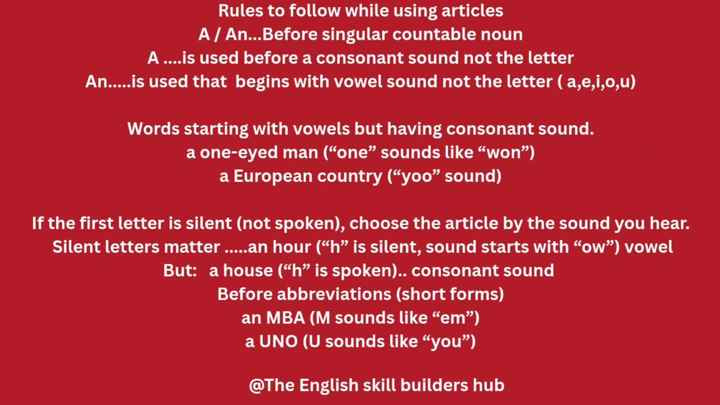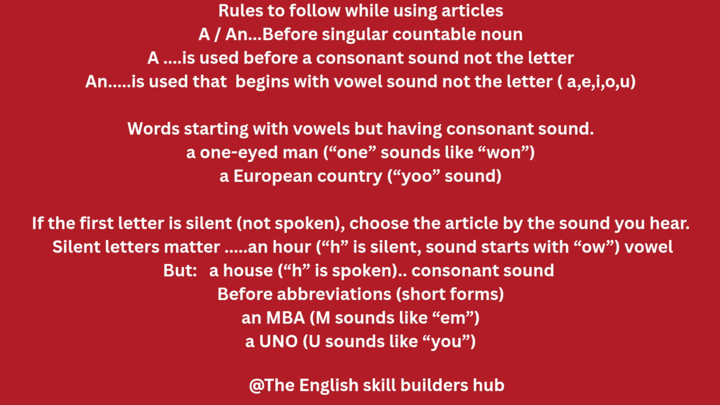If the first letter is silent, choose the article by the sound you hear. Example, an hour. Here H is a consonant letter, but it sounds like a vowel sound. That is the reason we used an hour. Next one, a house. Here H is spoken, H is a consonant and the sound is also consonant. Ha, not a vowel sound. That is the reason we used a.